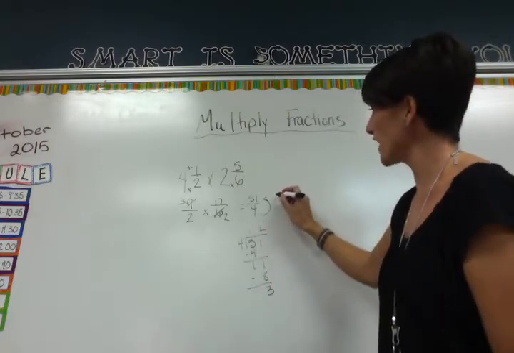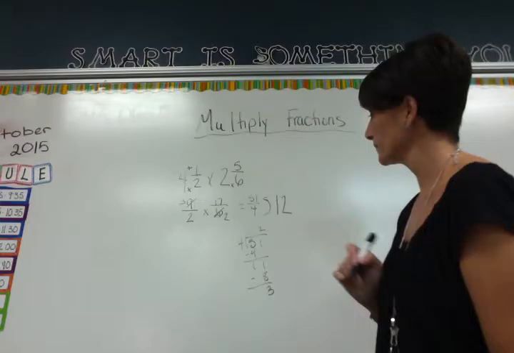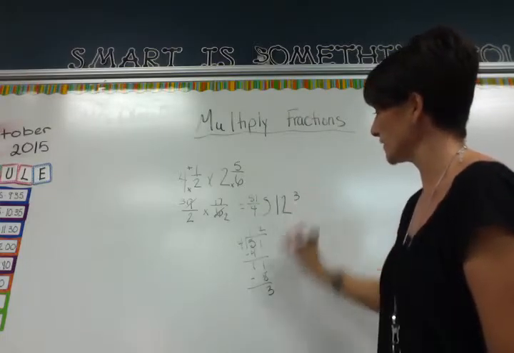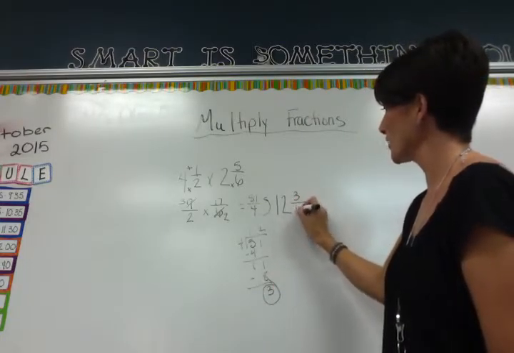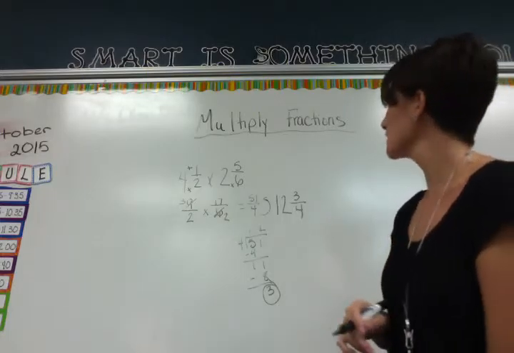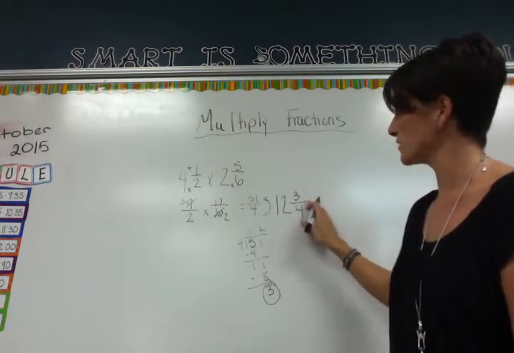So it goes in 12 times, so that's my whole number. Right? I have 3 left over, because that's my remainder. And then I just put it back over the 4, the denominator. So my answer for this one would be 12 3/4.